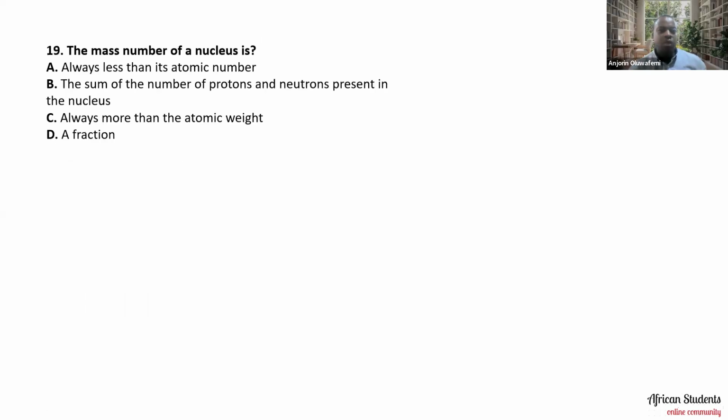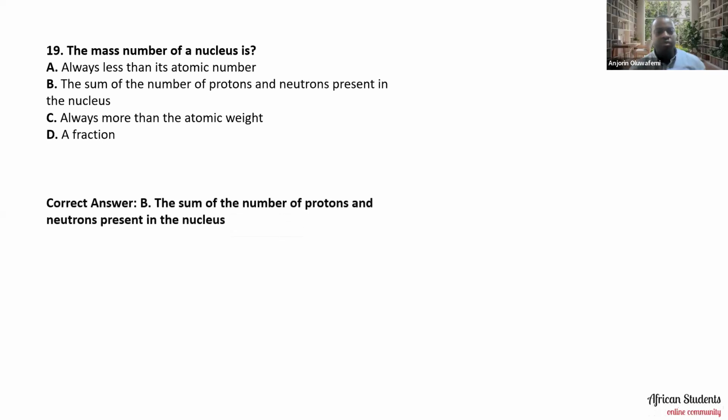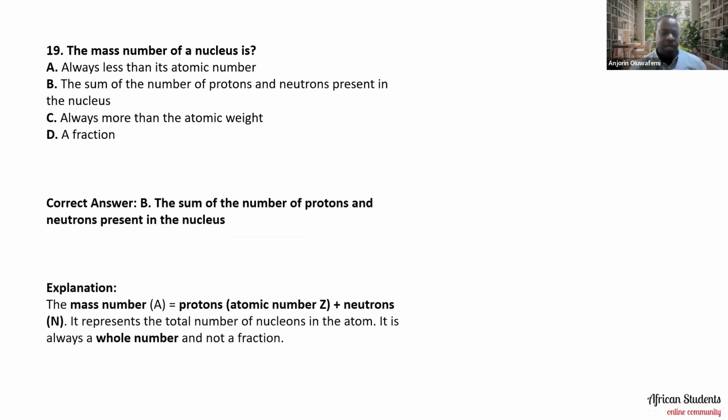The mass number of a nucleus is A, always less than its atomic number, B, the sum of the number of protons and neutrons present in the nucleus, C, always more than the atomic weight, or D, a fraction. Okay, the answer is the sum of the number of protons and neutrons present in the nucleus, and that's what the mass number is. So the mass number A equals the atomic number plus the neutron number. It represents the total number of nucleons in the atom. It is always a whole number and not a fraction.